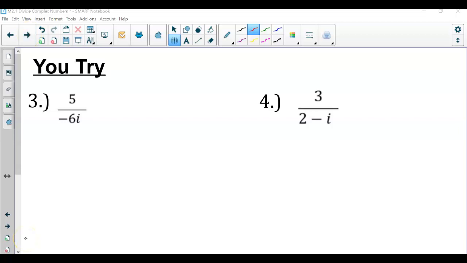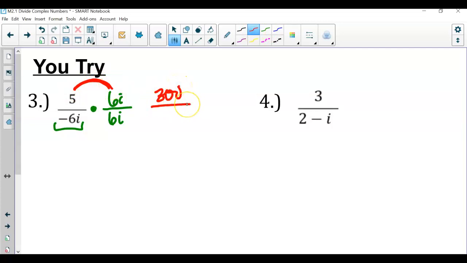Let's go ahead now and start this first one here. Remember, right, we're going to multiply by the conjugate of the denominator. So with the denominator, the imaginary is negative 6i, and we need the conjugate, which is positive 6i. What we do to the denominator, we also multiply to our numerator. Now we've just got 5 times 6i, which is 30i.